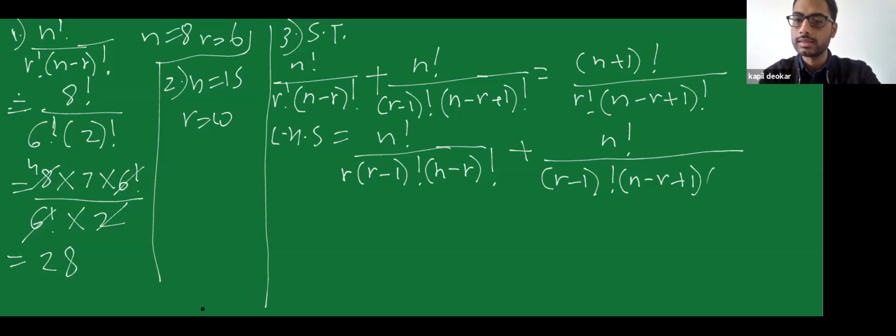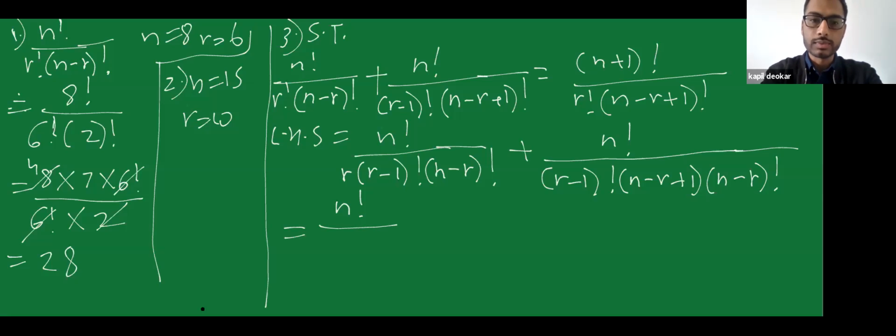So that is just n minus r. So I've reduced it to n minus r factorial only because I have n minus r over here. Therefore, is there anything common between these two? Yes. N factorial is common. Also r minus 1 factorial is common, so I'll take that common. Also n minus r factorial is common, so I'll take that also common.